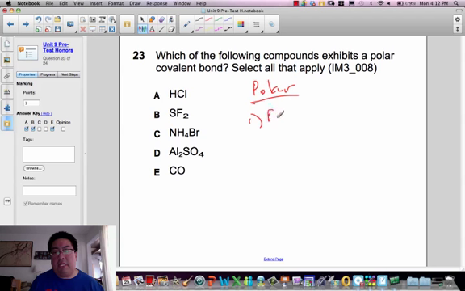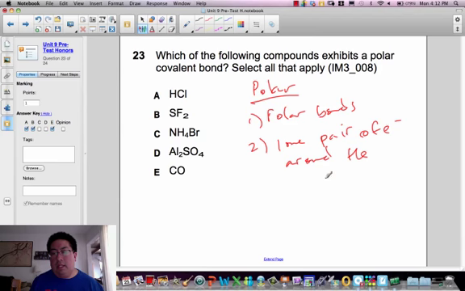One, you have to have polar bonds, and you have to have a lone pair of electrons around the central atom. If there's no central atom, if you have polar bonds, that's good enough, okay? So that's why A is polar, because there's a difference in electronegativity between Cl and H.